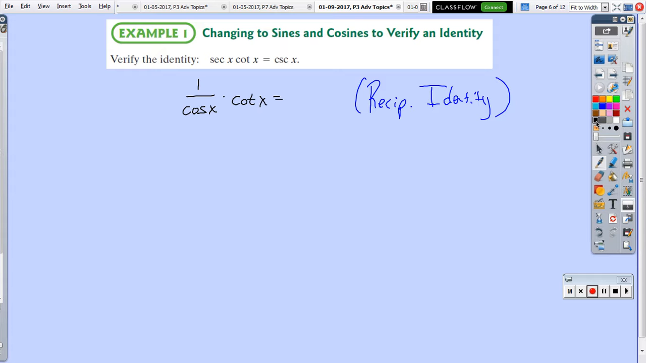What do you mean? Cotangent of x is not equal to sine of x over cosine of x. Cotangent of x is equal to 1 over tangent of x, but I'm telling you that we really want to get everything in terms of sine and cosine.